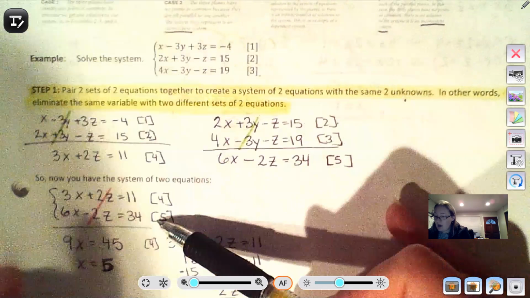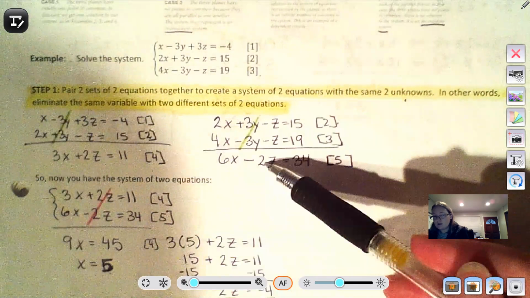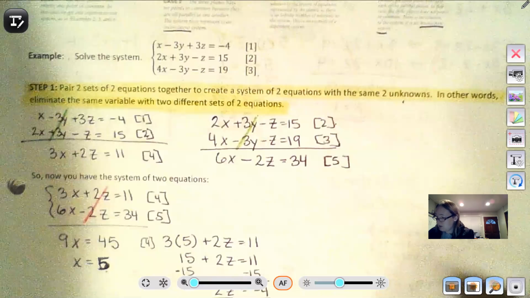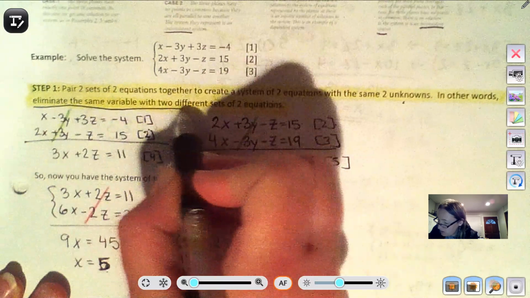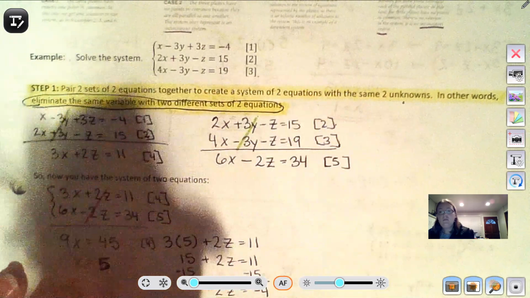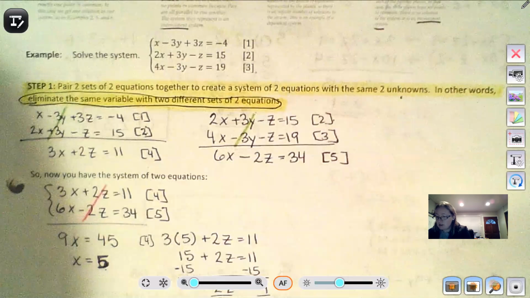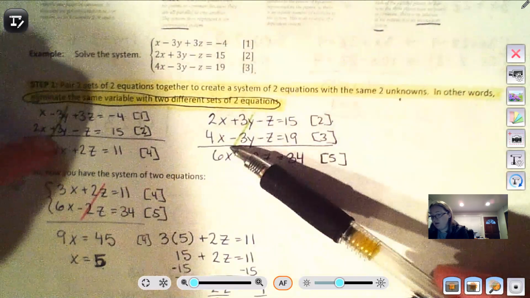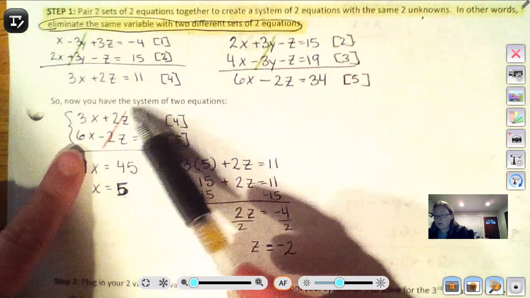Because if I got rid of y's here, and then I got rid of z's here, then I'd still have x, y's, and z's to deal with. So the key is eliminating the same variable with the two sets of two equations. And I'll show you another example, but once you've gotten rid of the same variable with two different pairs of equations from your system of three, then it's like solving your system of two like we were just doing.